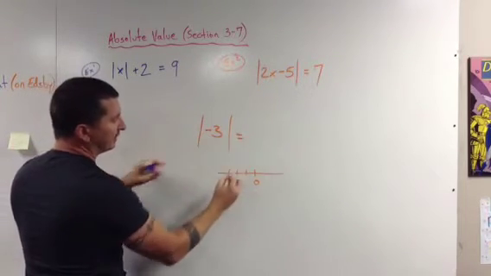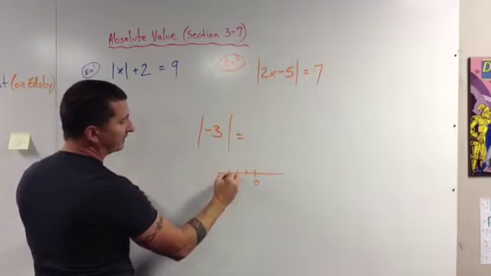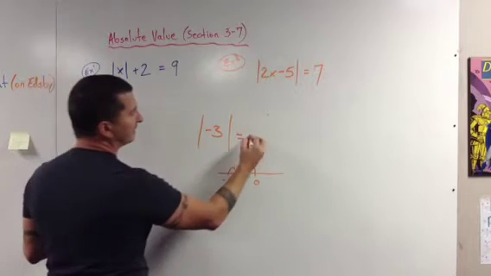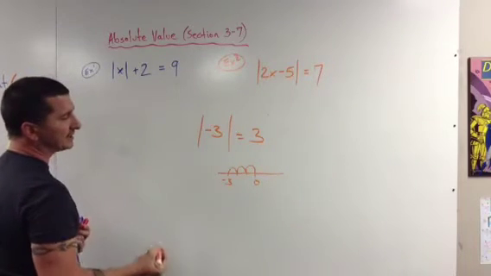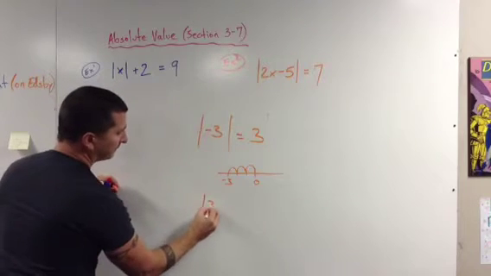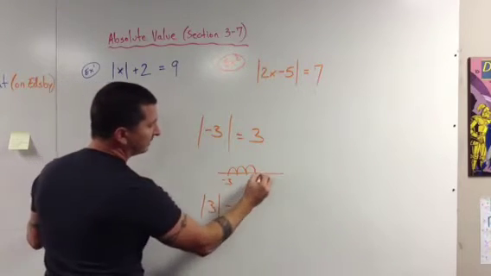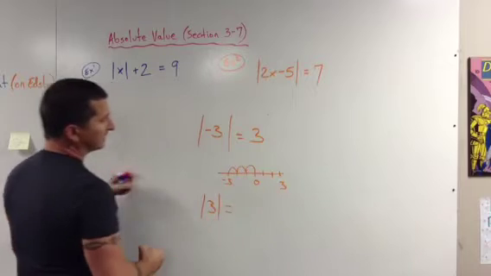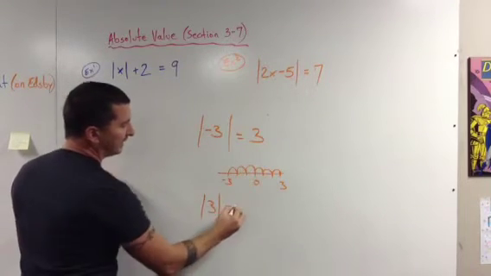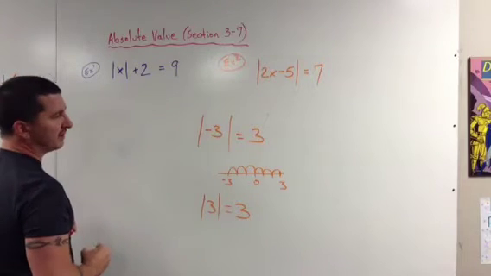That's what the absolute value is. So the absolute value of -3 is 1, 2, 3 units away from 0. So the absolute value of -3 is 3. Also, the absolute value of 3 is the same thing because it's also 1, 2, 3 units away from 0.